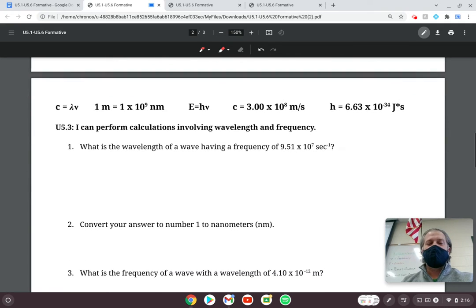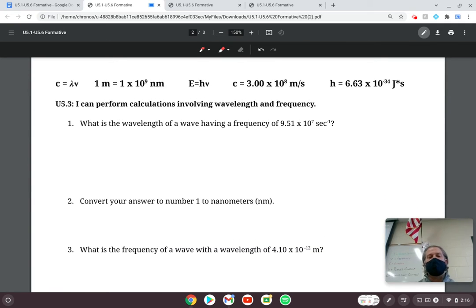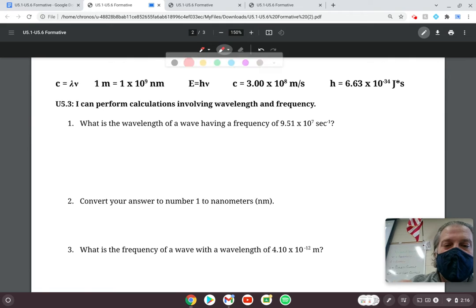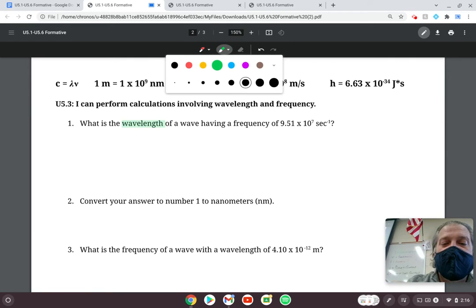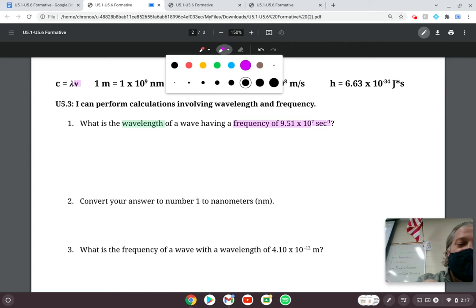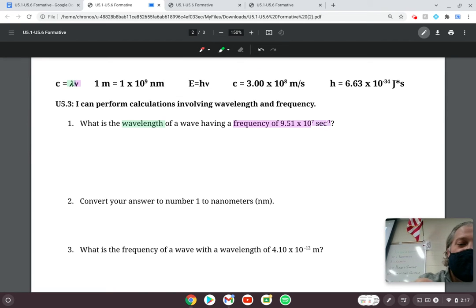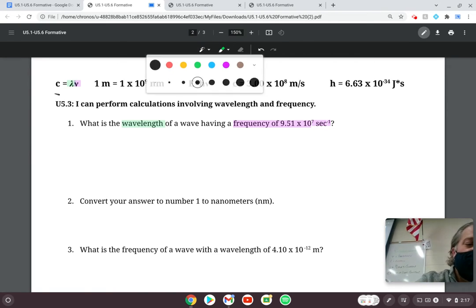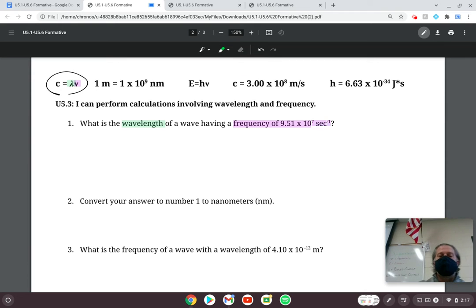Okay, so now we had to perform some calculations involving wavelength and frequency. The first calculation says what is the wavelength of a wave that has a frequency of 9.51 times 10 to the minus 1 per second. So the only formula that I see that has wavelength and frequency in it is c is equal to wavelength times frequency, the one right over here. And so that's the formula that I'm going to use for the first one.